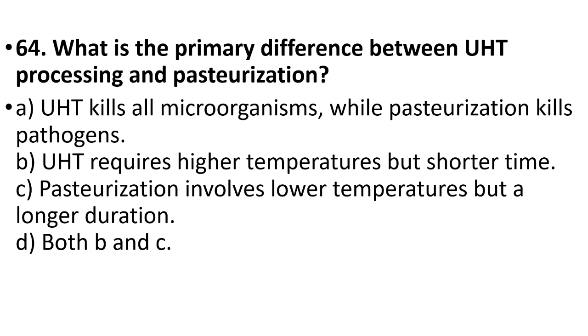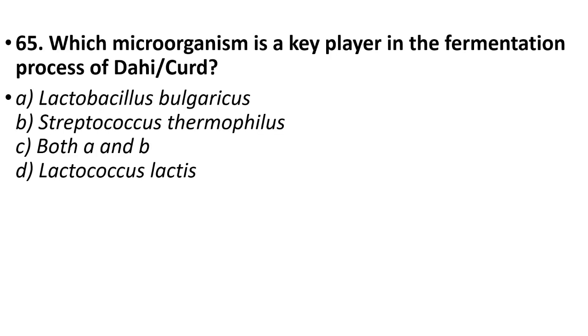64. What is the primary difference between UHT processing and pasteurization? A. UHT kills all microorganisms while pasteurization kills pathogens. B. UHT requires high temperatures but shorter time. C. Pasteurization involves lower temperatures but a longer duration. D. Both B and C are correct. Here answer is option D. Both B and C are correct.